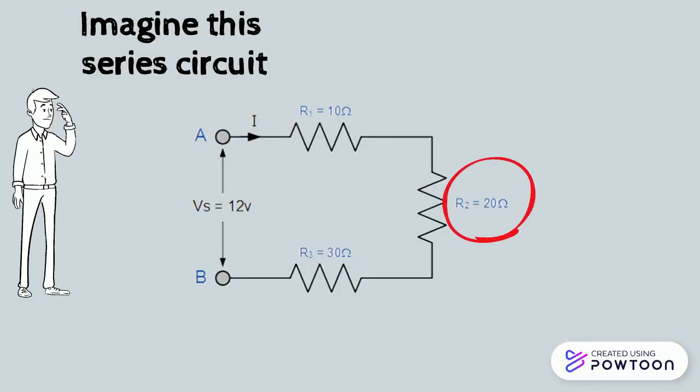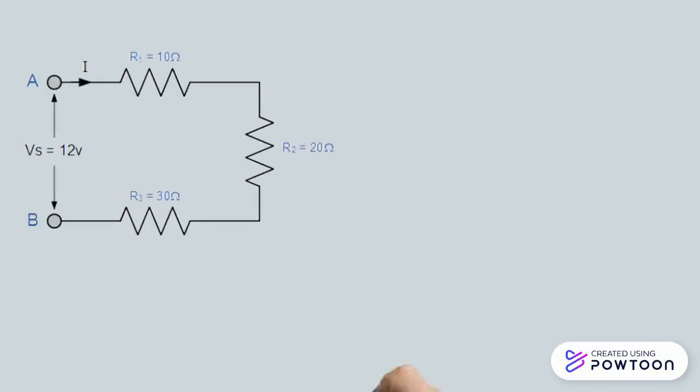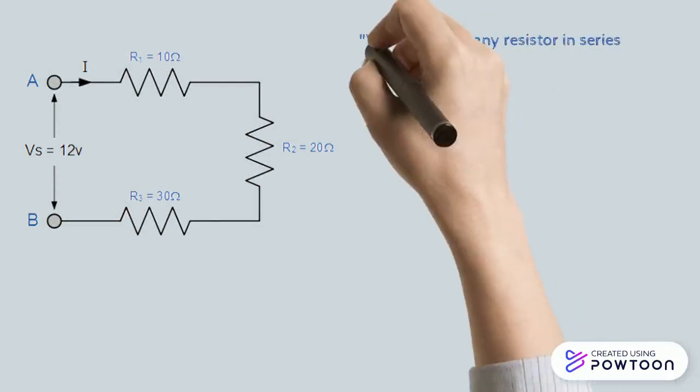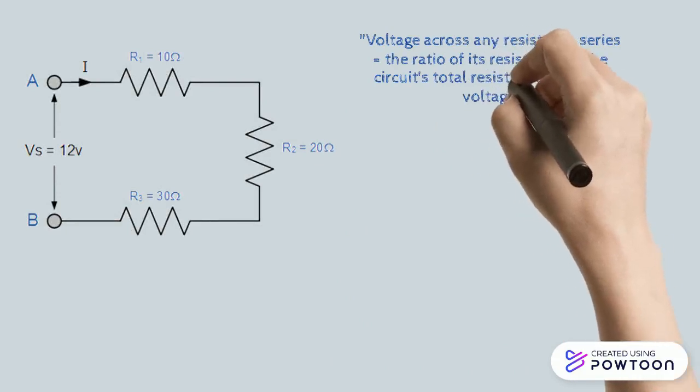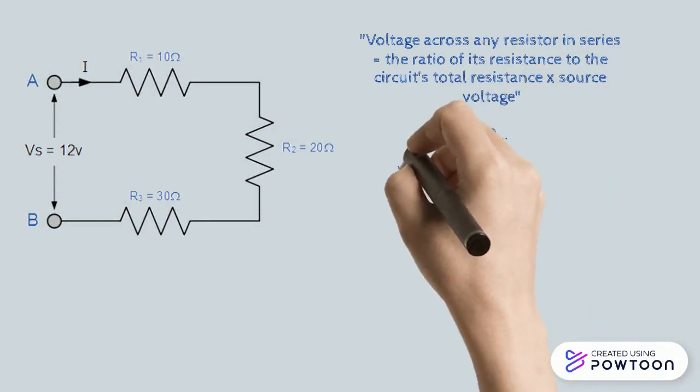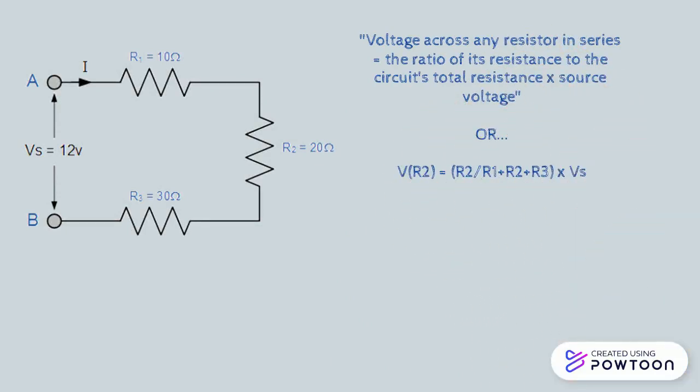That's where the voltage divider comes in. The voltage divider rule states that the voltage across any resistor in a series circuit is equal to the ratio of its internal resistance to the total resistance in the circuit, multiplied by the source voltage, stated by the equation: voltage across R2 equals R2 divided by total circuit resistance times source voltage.